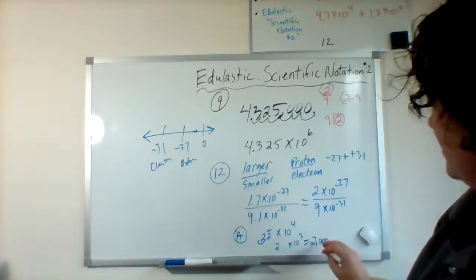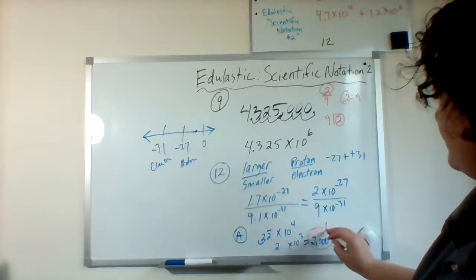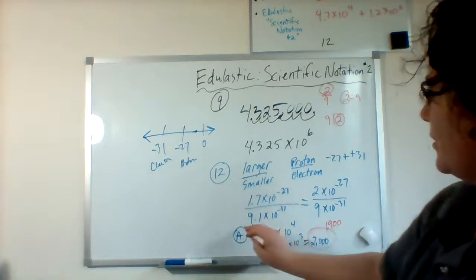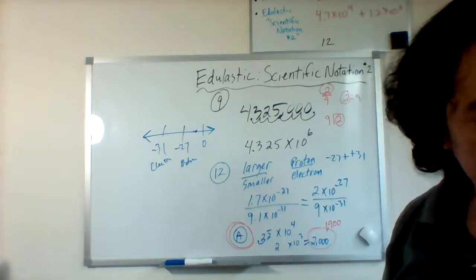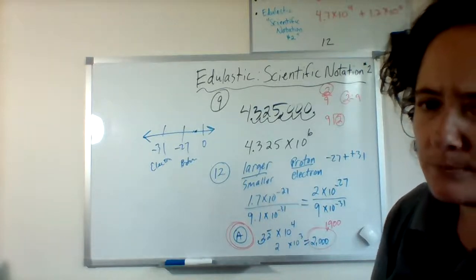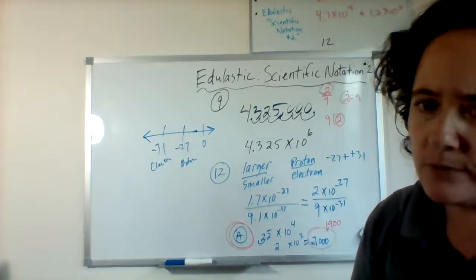The answer is 1,900, which was A. And some of you asked me to check again, right? I think Ivan wants me to check.